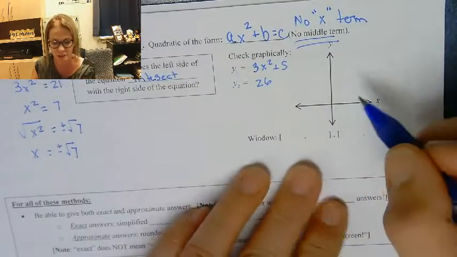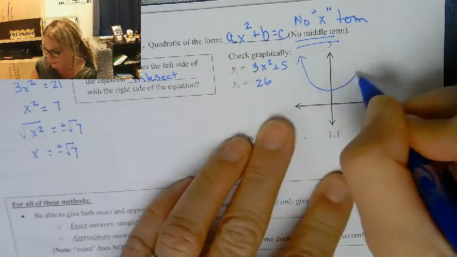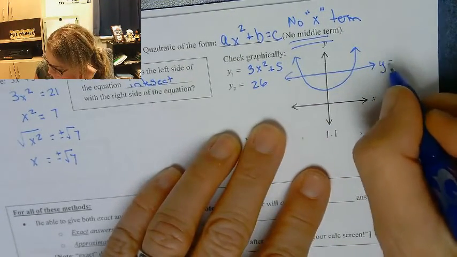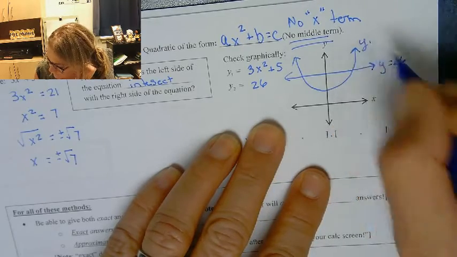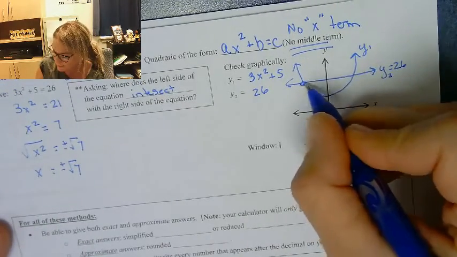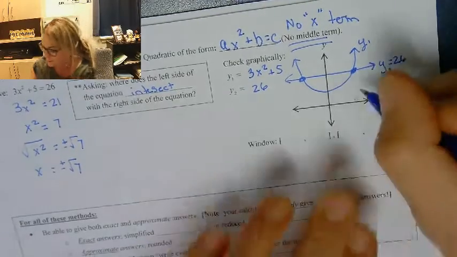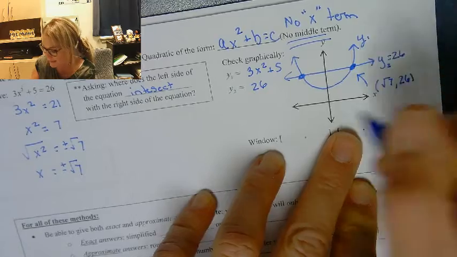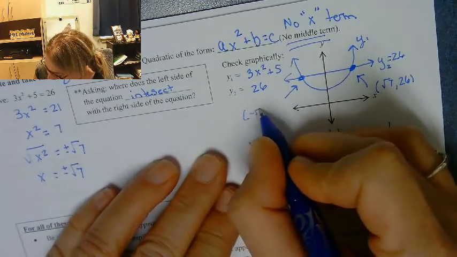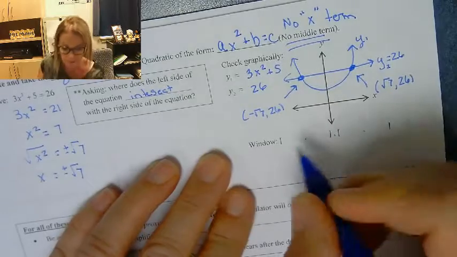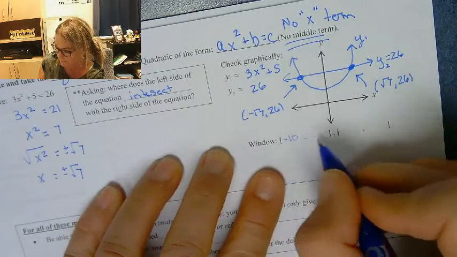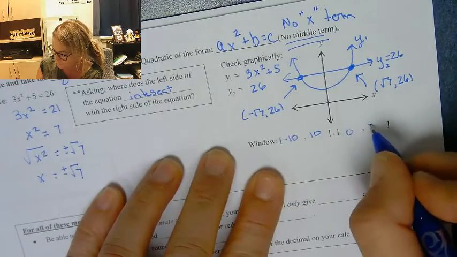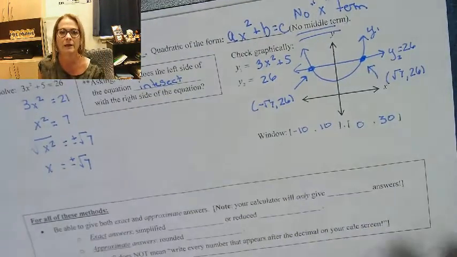And if you went on your TI, you'd have to change your window. You would get this parabola, and then you would get this y equals 26. This is y equal to 26. And this is your y1, that's your parabola, that's y2. And what you're finding are these 2 points here. So this would be root 7, 26, and this point here would be negative root 7, 26. And so you would need a window, maybe negative 10 by 10, and then you'd need to make sure you could get up past that 26, so maybe 30.